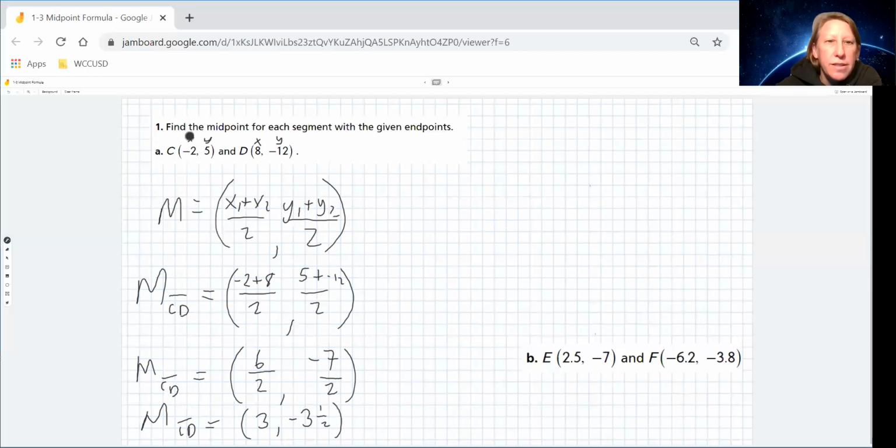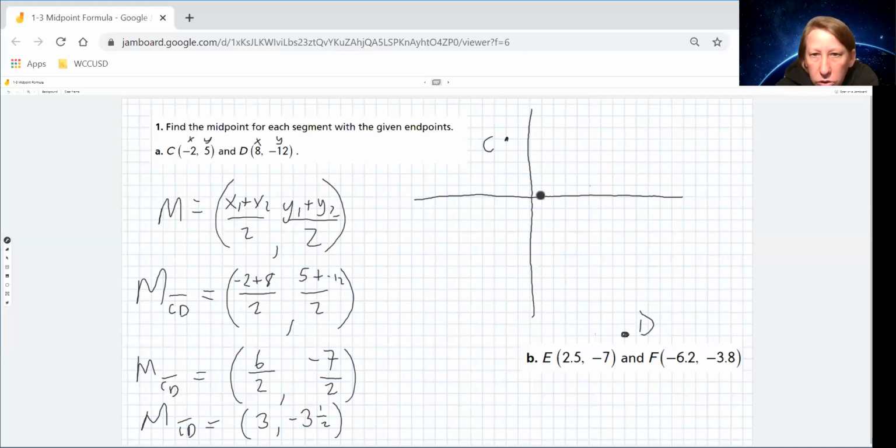It's always a good idea to sketch this and see if this point actually looks like it's in the middle of these 2 points. I have some graph paper here, so I could do a pretty accurate sketch. I could go exactly to -2, 1, 2, 3, 4, 5. I could put a point right there. That's called point C. And I could go to 8, -12, and go down 12, way down there. And that would be point D. And my answer was 3, -3.